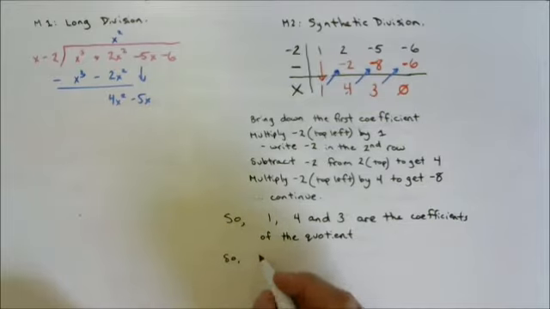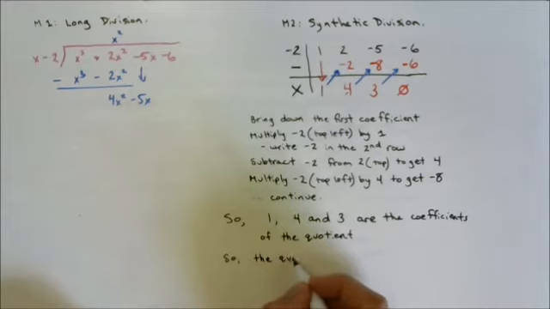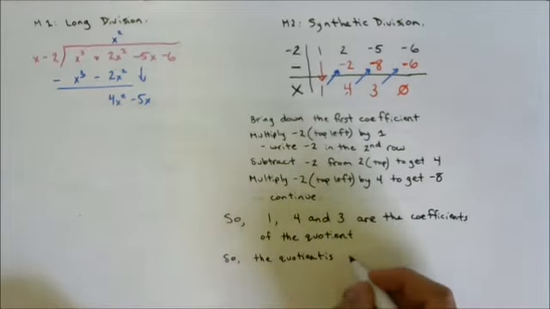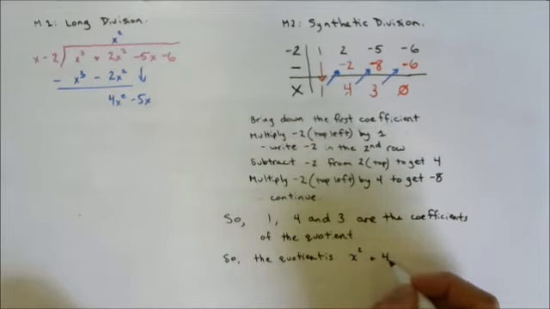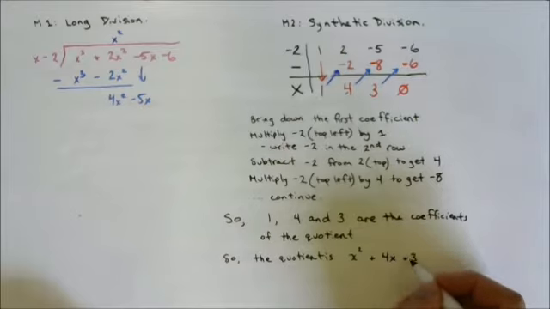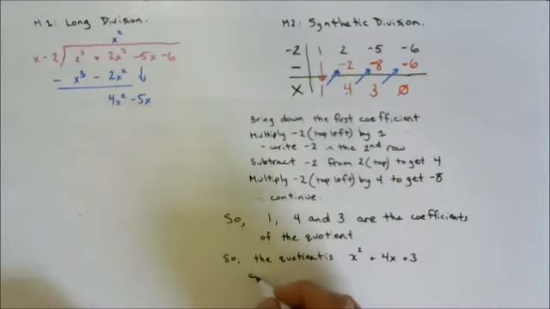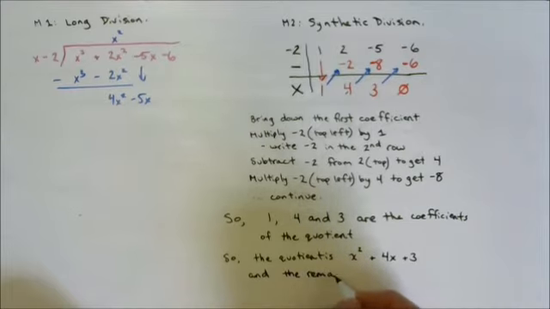So the quotient is x squared plus 4x plus 3, and the remainder is 0.